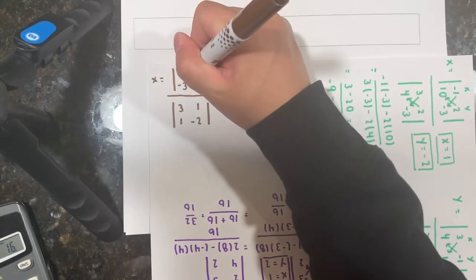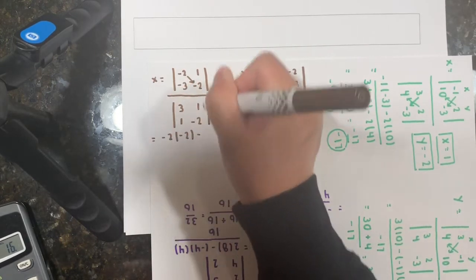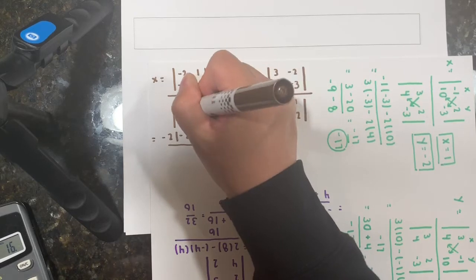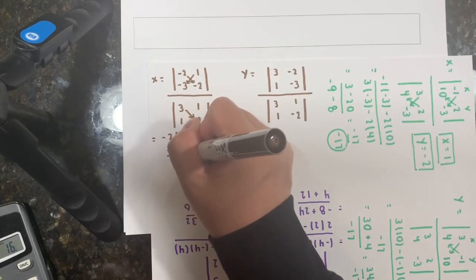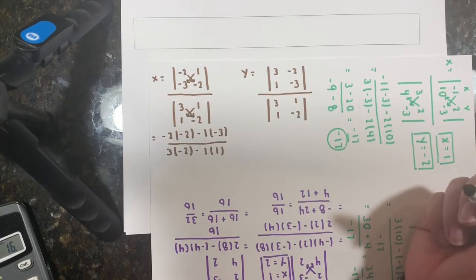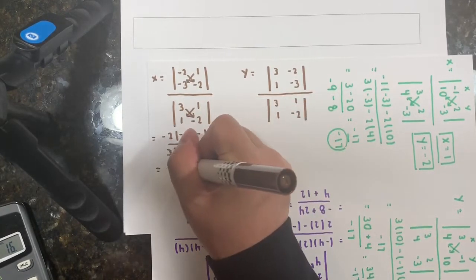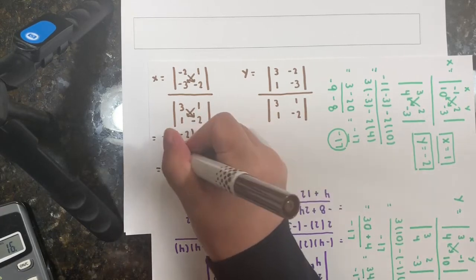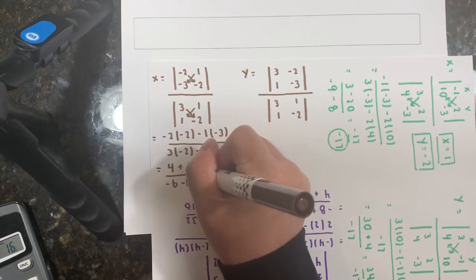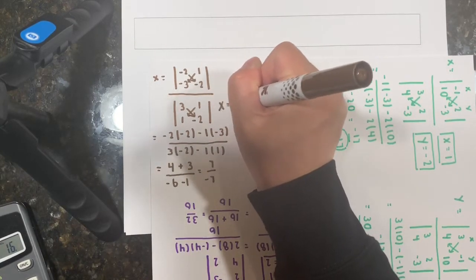Now we're going to multiply. So negative 2 times negative 2 minus 1 times negative 3 over 3 times negative 2 minus 1 times 1. So now I have negative 2 times negative 2 is 4. Negative 1 times negative 3 is 3. 3 times negative 2 is negative 6, and negative 1 times 1 is negative 1. So I have 7 over negative 7. So I know that x is equal to negative 1.